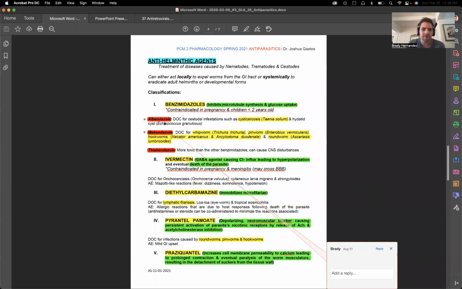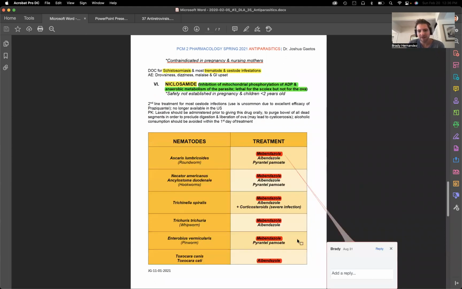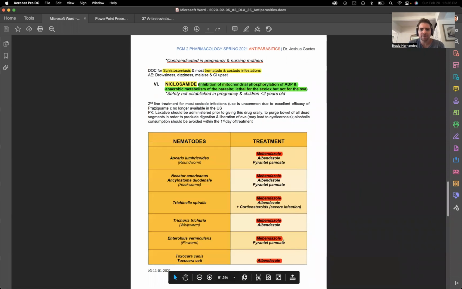So again, the ones I have highlighted are probably the most important ones you need to know. Anti-helminth, the bendazoles, right, they're like worms, so they're bendy. So you remember the bendazoles there. Again, this wasn't super high yield, but if you don't know it, you go with mebendazole because that treats a whole lot of the different ones.